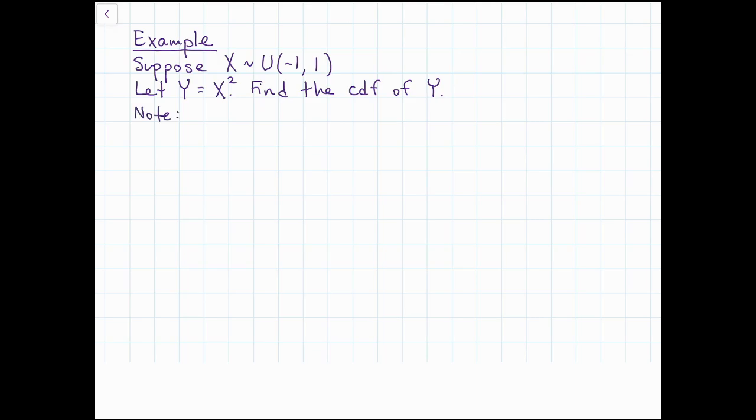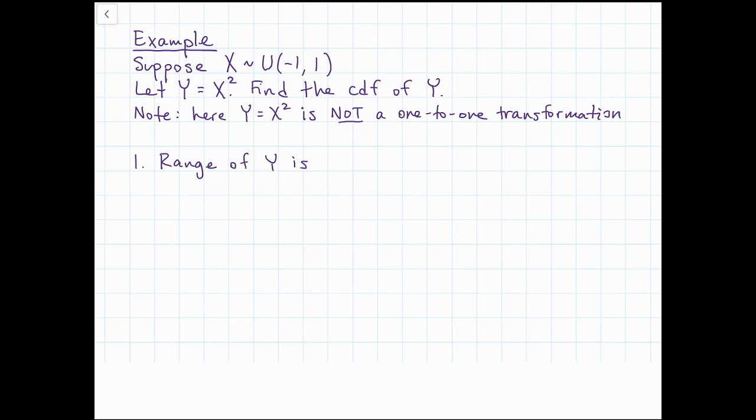But I want you to note, in this case, we don't have a one-to-one transformation. Y equals x squared is not one-to-one when x can be between -1 and 1, because we could have two values of x that map to the same value of y, right? Like -1 and 1 both map to 1. 0.5 and -0.5 both map to positive 0.25. So it's not a one-to-one transformation, but we can still use the technique. So we'll look at the range, and that's going to be from 0 to 1.